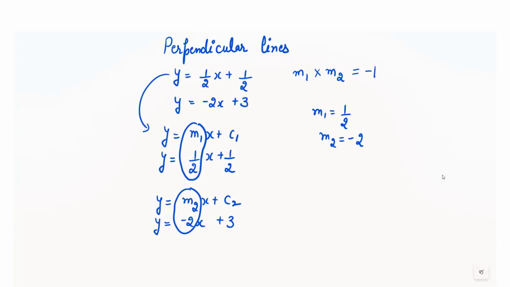So let's multiply both the gradients. m1 times m2 is equal to 1/2 times -2. And if I simplify it, I will get the answer equal to -1. That means these two lines are perpendicular lines because the multiplication of the gradients is equal to -1.